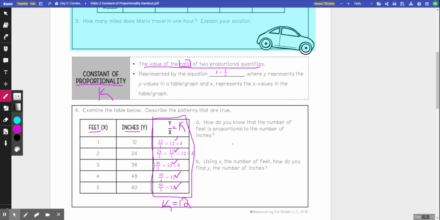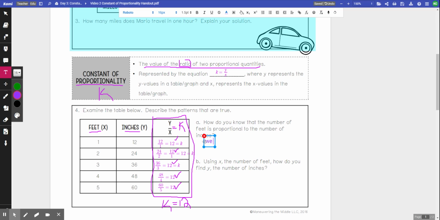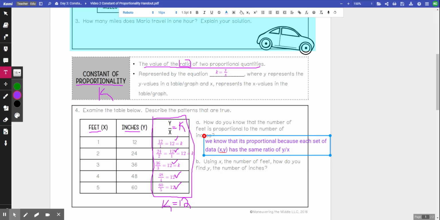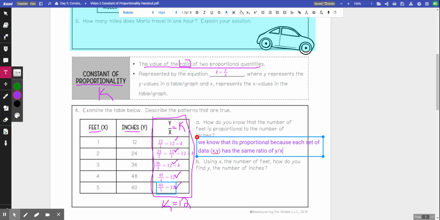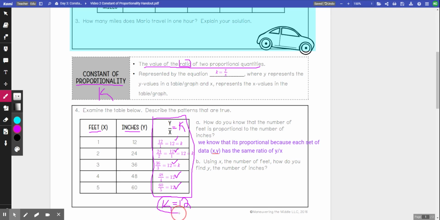So let's look at the questions that it's asking us. A, how do we know that the number of feet is proportional to the number of inches? We know that it's proportional because each set of data, each xy pair, has the same ratio of y over x, which we now know when that happens, when all of these purple numbers are the same, it is proportional, and our constant of proportionality is that number.